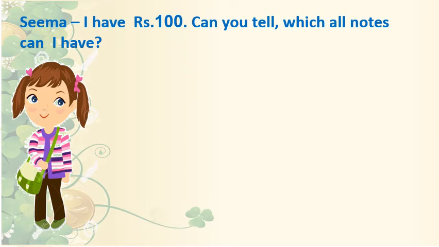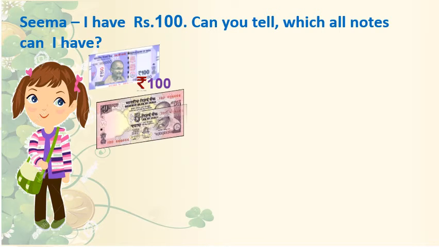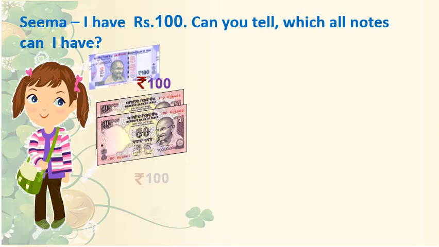Seema, a girl is there. What she is telling, we'll read. I have rupees 100. She is having rupees 100. Can you tell which all notes I can have? Yes, we know, Seema. We will show her how we can give her different notes that will become equal to 100 rupees. This is the value, rupees 100. Okay, one time 50 rupees, 2 notes. Yes, that also became rupees 100.